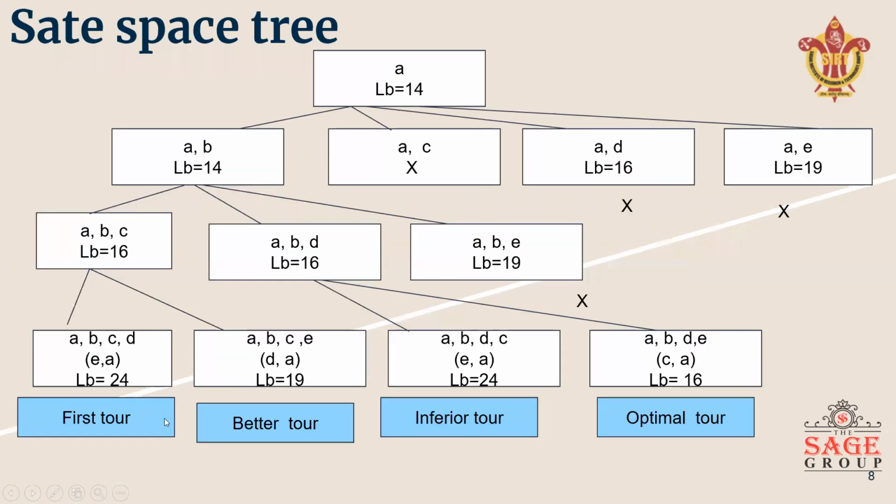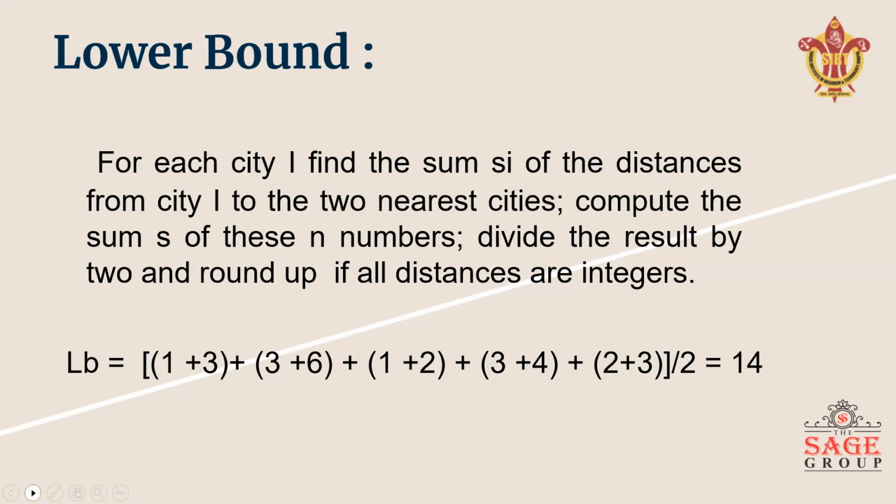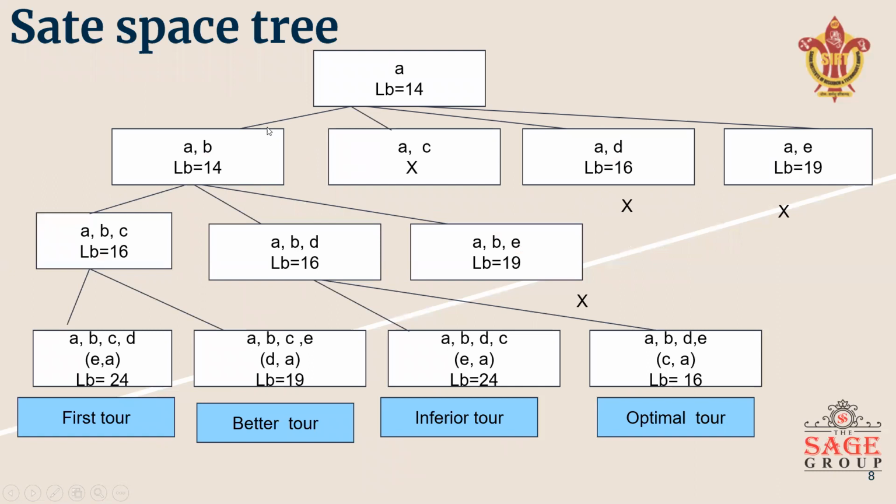Now let us discuss how to create this state space tree. So in branch and bound method, first we calculate the lower bound and then we create this state space tree. Now we'll take the starting city, that is A in our example, and we will put the lower bound here, that is 14. Now we will draw all the possible paths emerging from A. A to B, there is a path, A to C, there is a path, A to D, there is a path, and A to E, there is a path.